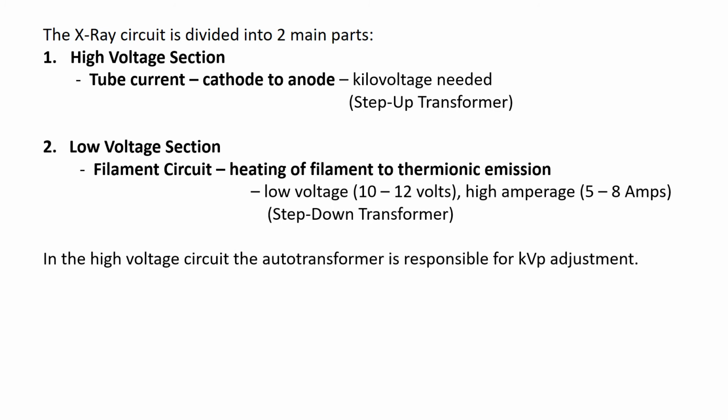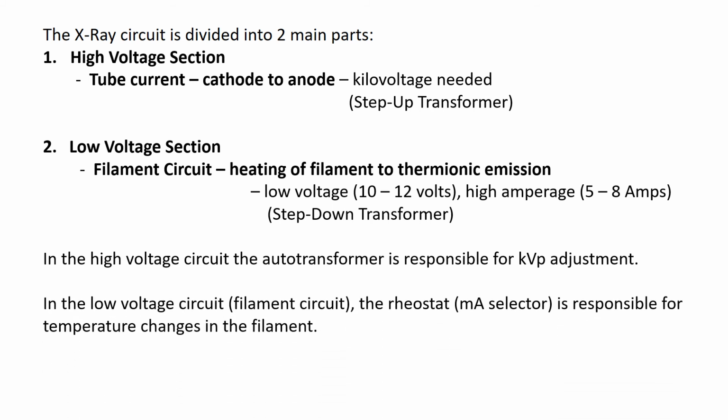In the high voltage circuit, the autotransformer is responsible for the kVp adjustment. And in the low voltage circuit, the filament circuit, there is another device that's going to allow you to change your MA values. That's called the rheostat or the MA selector. Basically, the rheostat or the MA selector is a variable resistor.